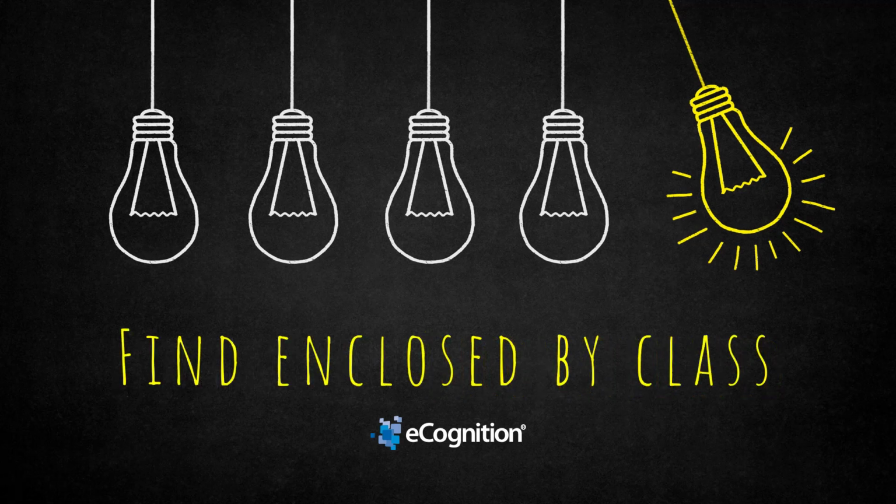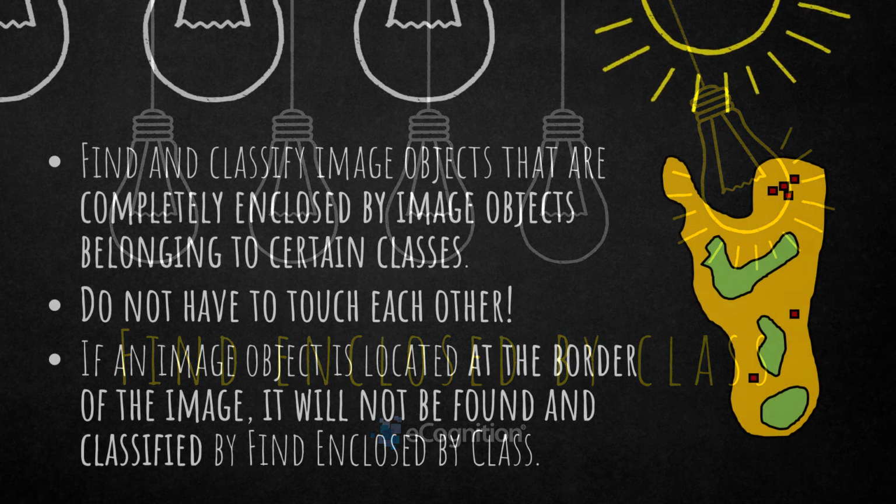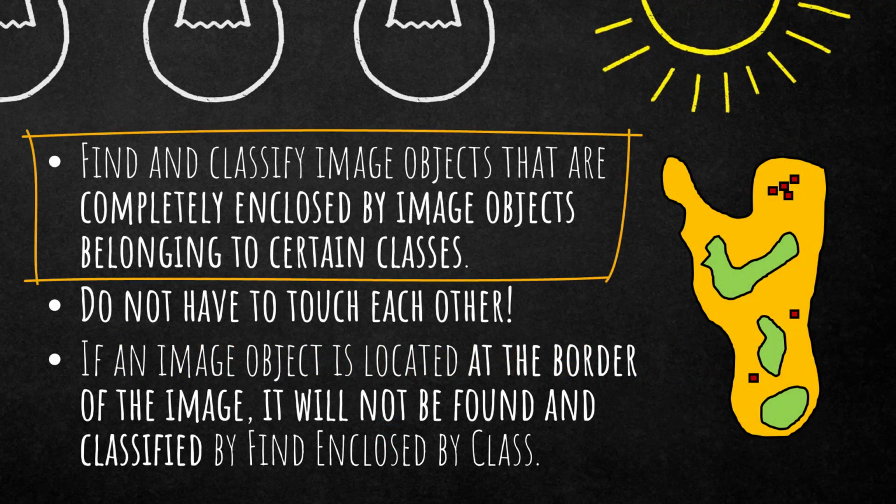Today we talk about find enclosed by class. That's a very nice algorithm that finds enclosed objects that are enclosed totally by a class. And this algorithm actually nicely shows the power of eCognition and the power of spatial context. So it uses spatial context for classification and finds objects that are surrounded by a class, right? So, right, that's what it does.